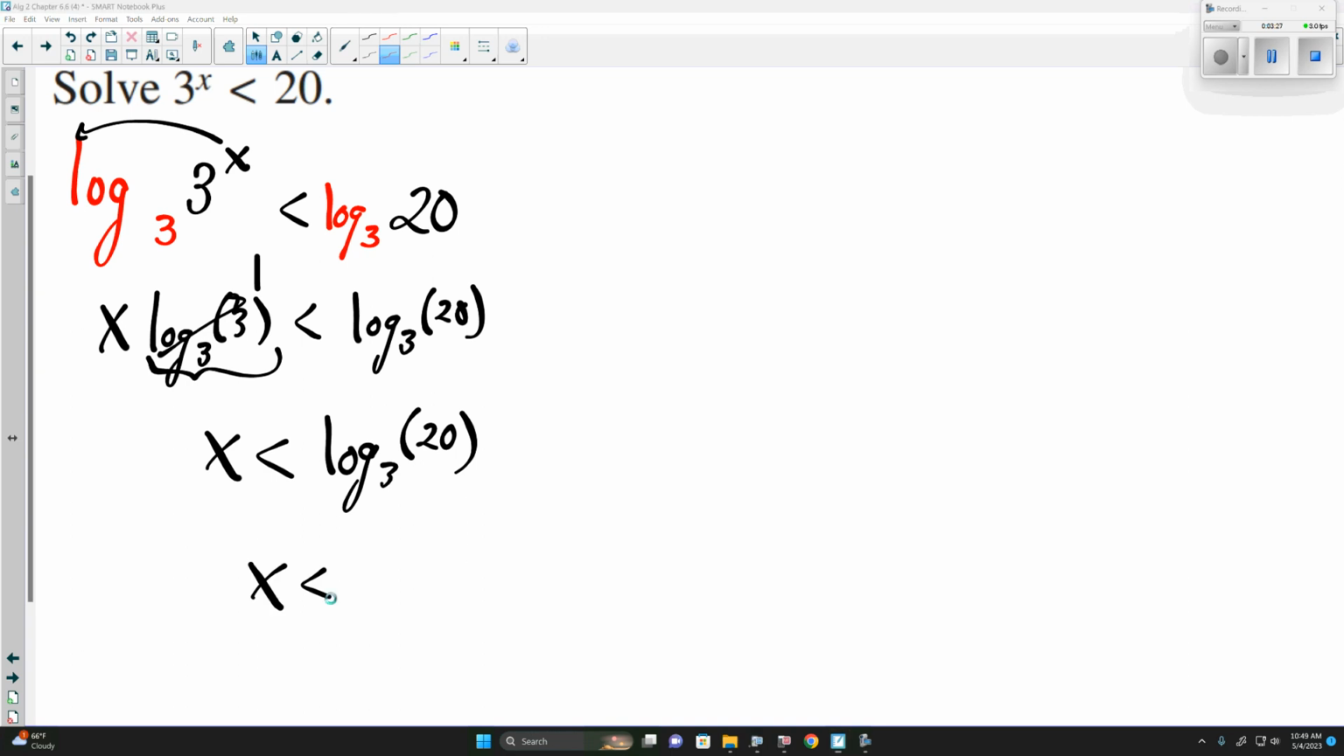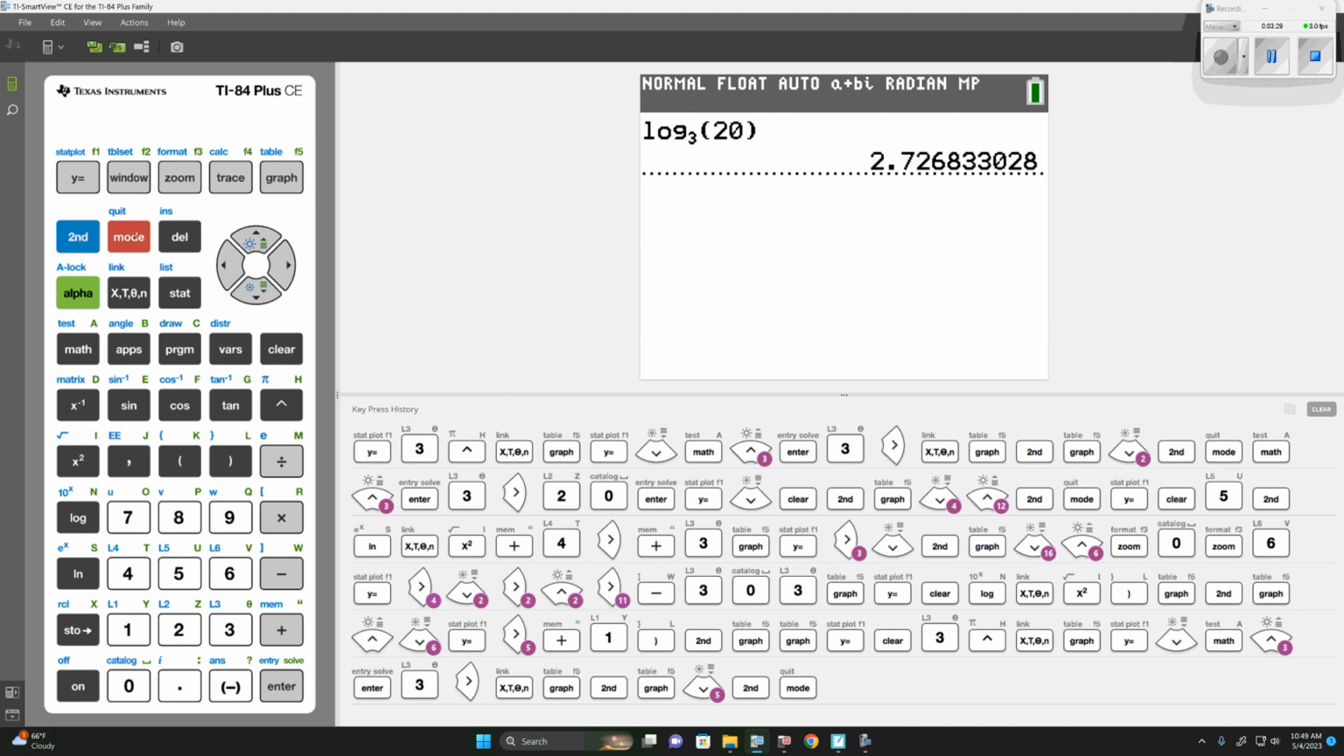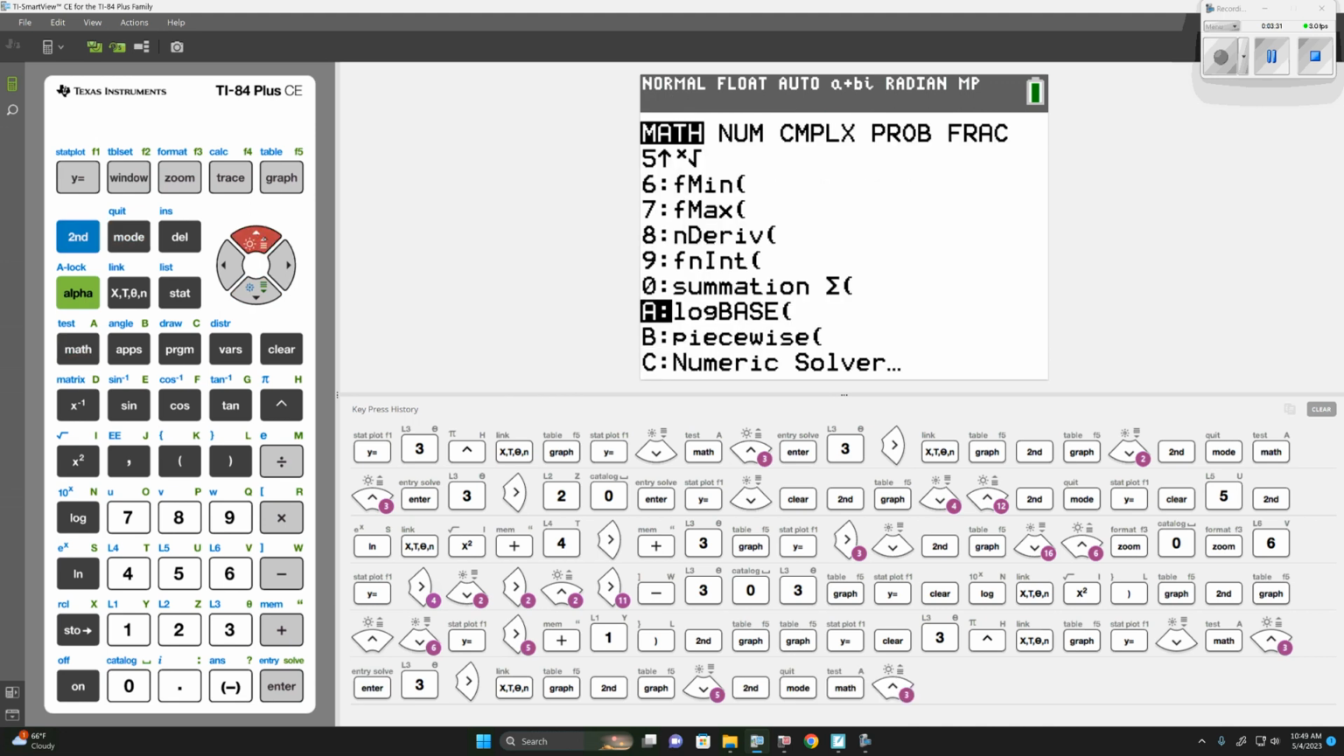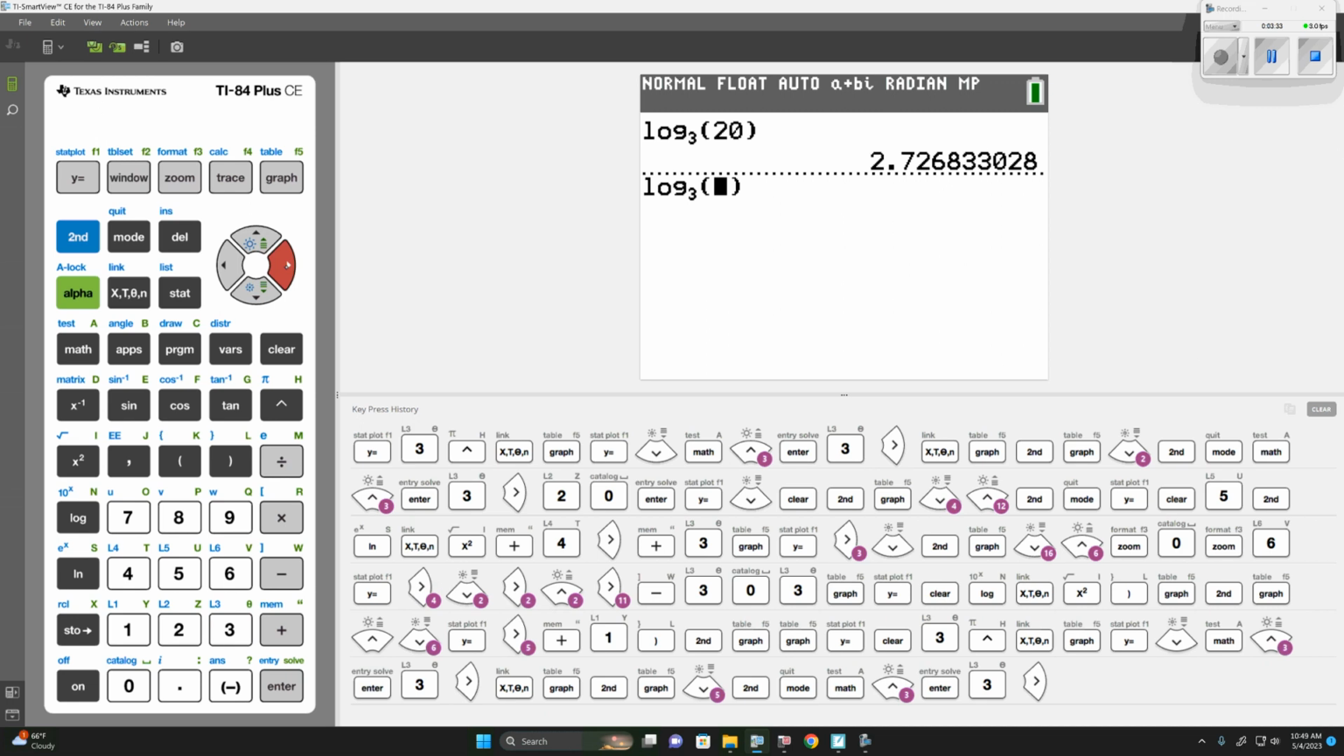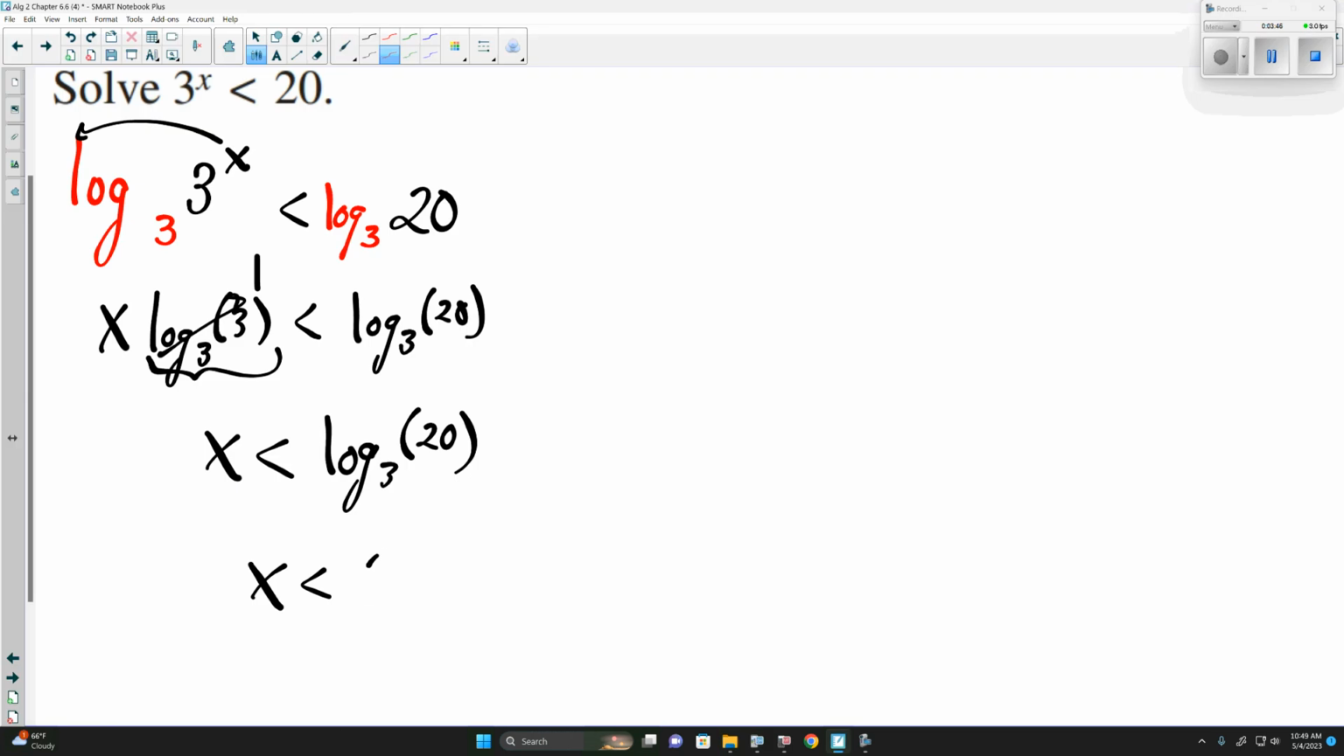So we can use the graphing calculator. Go math. Log base 3 of 20 is 2.72683. Well, we're going to round to the nearest third decimal place. So x is less than 2.727. So any value of x that's less than 2.727 will give us a value that's less than 20.